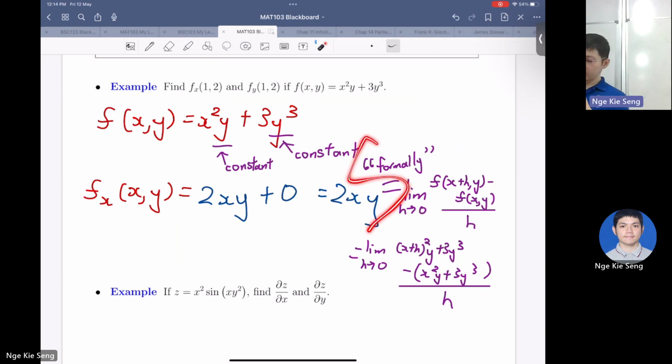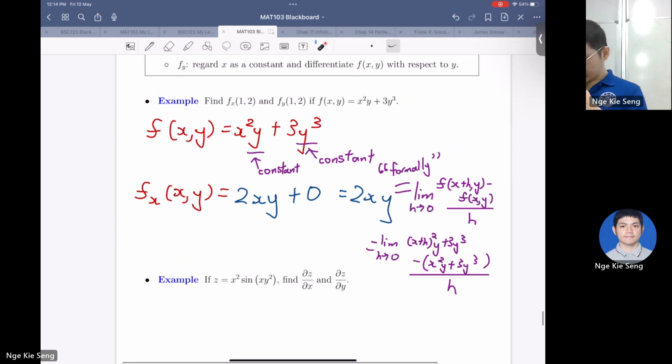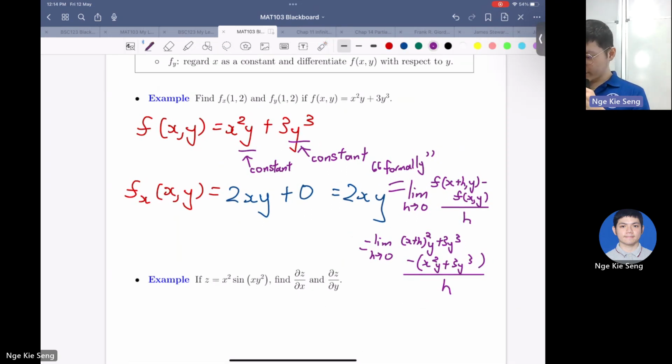This is formally how it works. If you are interested, you can do it. You will do it at some point, but not here.